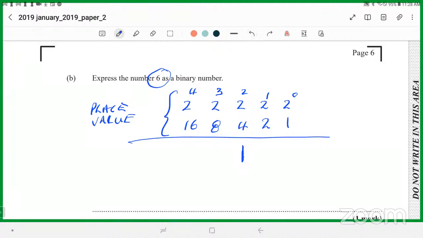After I use the 4, I'm going to have 2 left to make up the 6. So it means that I'm also going to be using this 2. So I'm putting 1, so yes, I'm using the 2. But then you also have to complete all the places. So I'm not going to be using this 1. So I'm putting 0. So that is the number 6 in base 2. So if you want to write the answer here, you're going to say 6 in base 10 is equal to 110 in base 2. That is the answer.